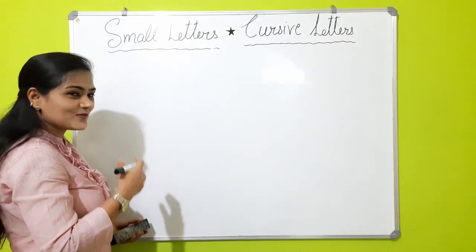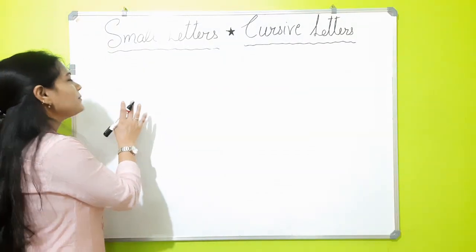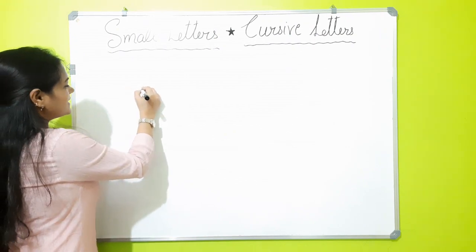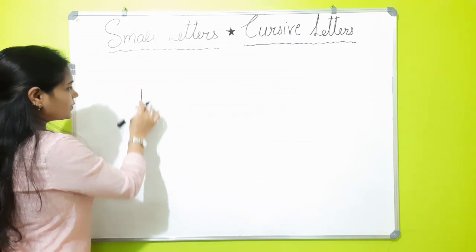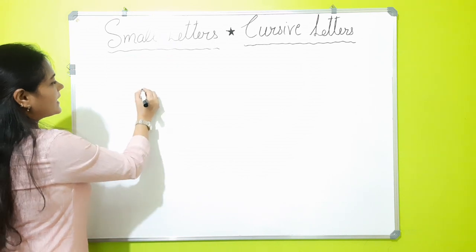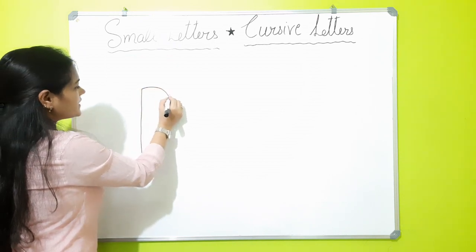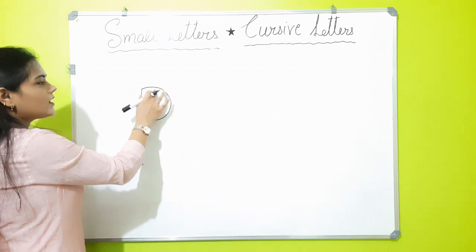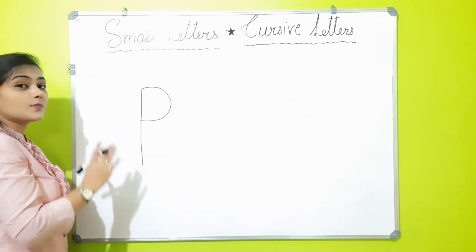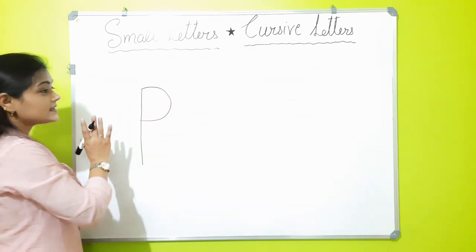If you have learned Hindi letters, it's like the ऊ ki matra. Okay, let's move on to the next letter. Letter P. We start with a standing line and then on this side we have a semicircle or half circle. This is our small letter P, baby letter P.